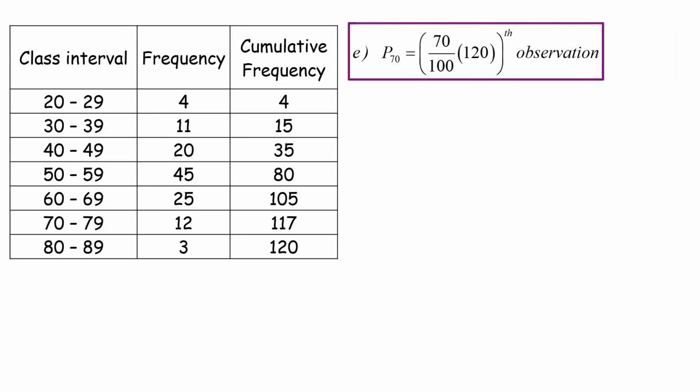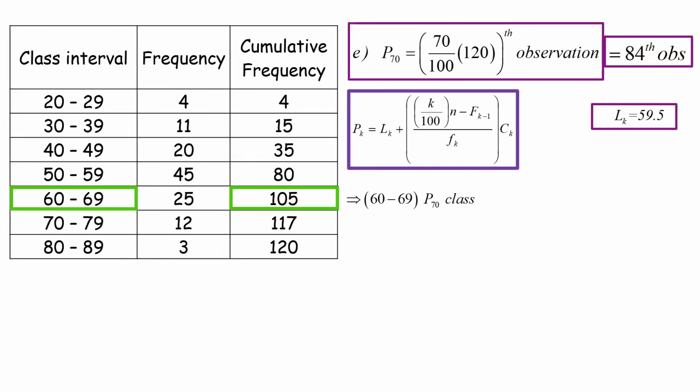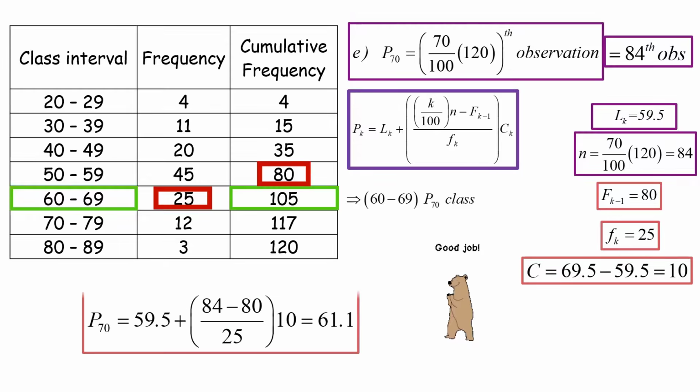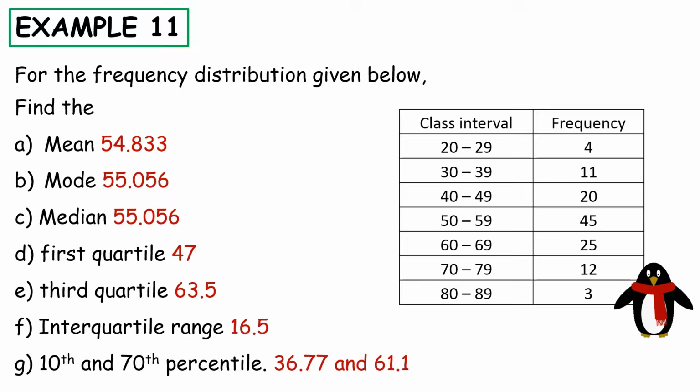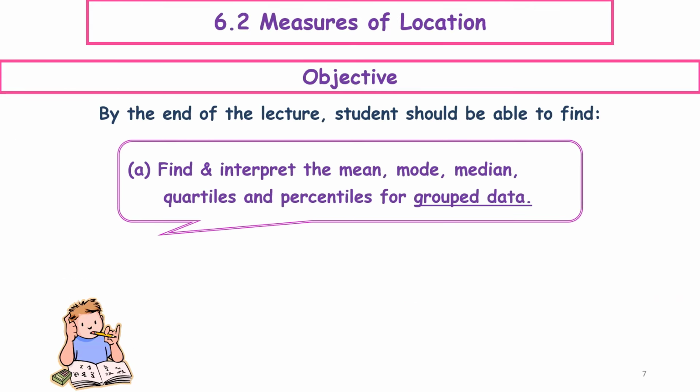We will repeat the same steps as P10 to find P70. P70 of the frequency distribution is 61.1. I hope you are able to find and interpret the mean, mode, median, quartiles and percentiles for grouped data.